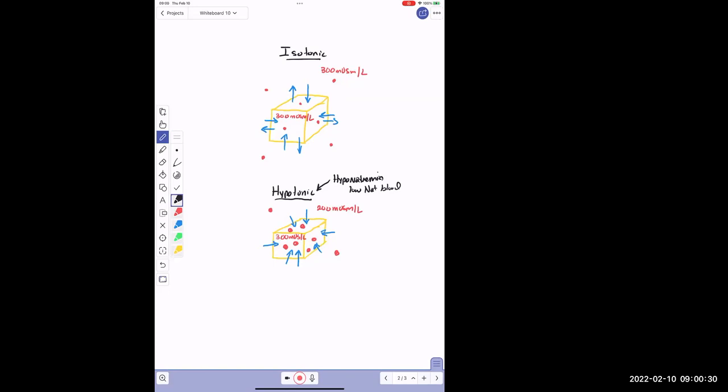And then the last thing I want to talk about is what we call hypertonic. If we use the same cell paradigm that I've been talking about, let me draw another cell here. So in this case, I have some solute in the cell, and then I have some solute outside of the cell here.